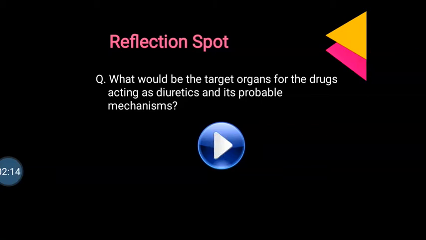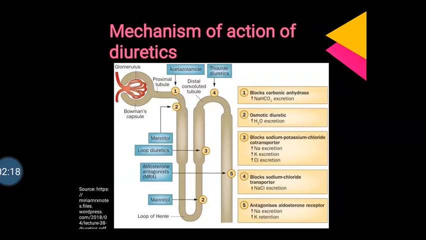Considering that you have completed your writing, we will move further and discuss the mechanism of action of these diuretics. The target organ is the kidney, wherein the smallest unit of the kidney, that is the nephron, is where various diuretic drugs show their action on different parts of the nephron.